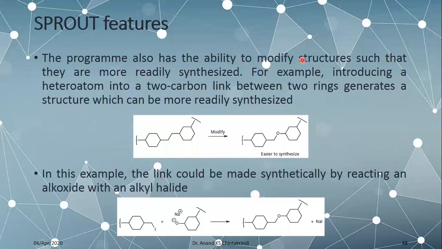This program also has the ability to modify the structures so that they are more readily synthesized. This is very difficult to synthesize, but you can modify it by changing the carbon to an oxygen in this case, because the fragment template here is describing only sp3, sp3, sp3, sp3, sp3, sp3 everywhere. So any atom type can be described. So this can be synthesized by reacting an alkoxide and an alkyl halide. You can see here.